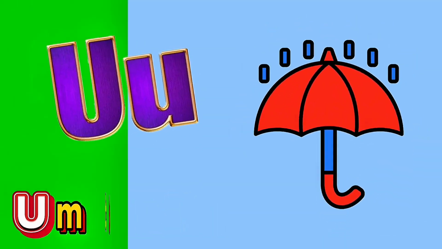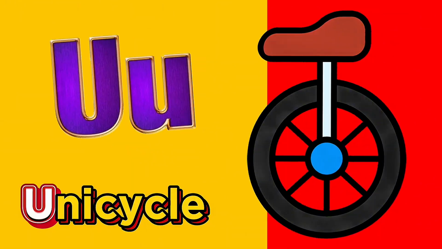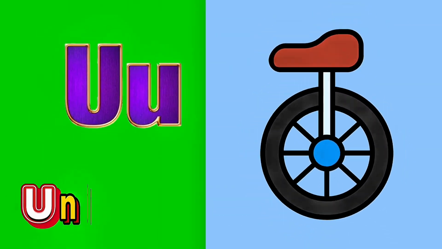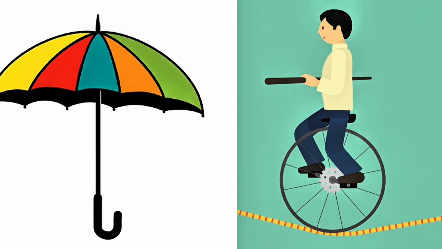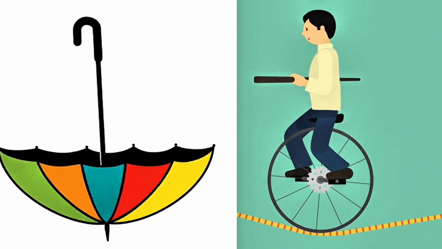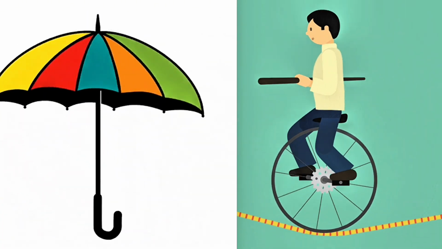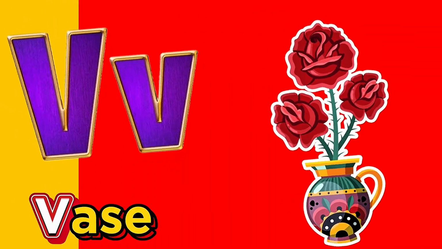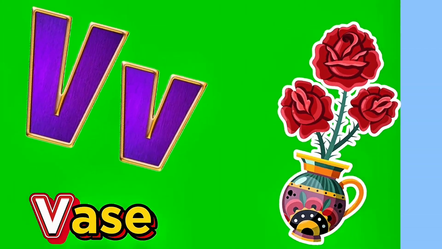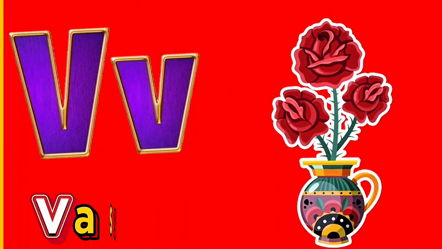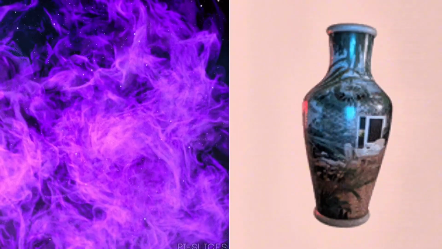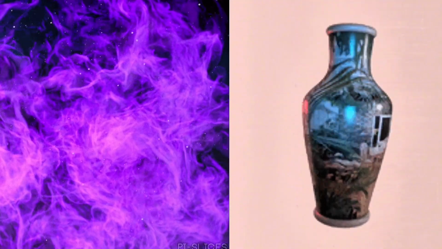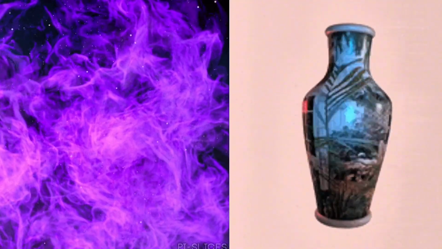U is for umbrella. Umbrella. U is for unicycle. Unicycle. U is for umbrella. U is for unicycle. V is for vase. Vase. V is for violet. Violet. V is for vase. V is for violet.